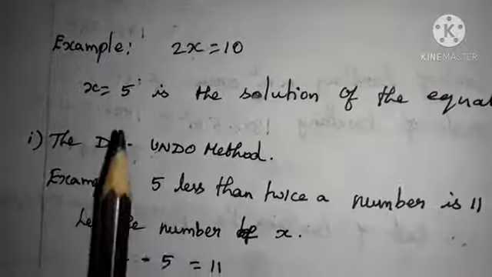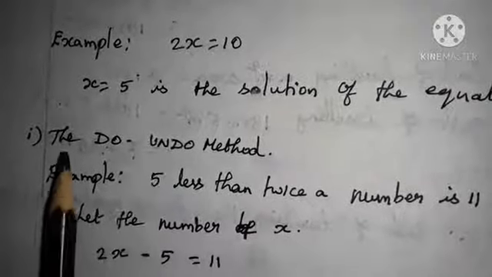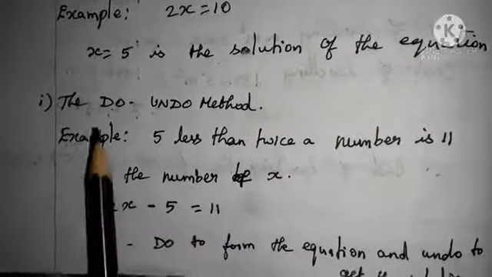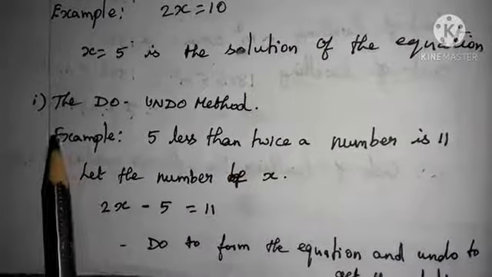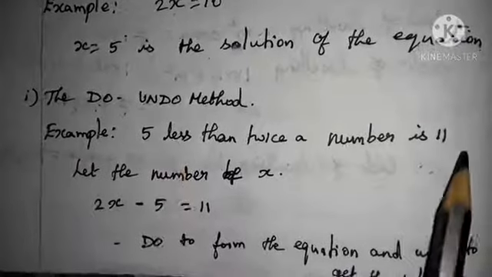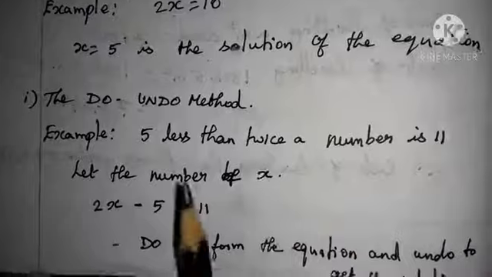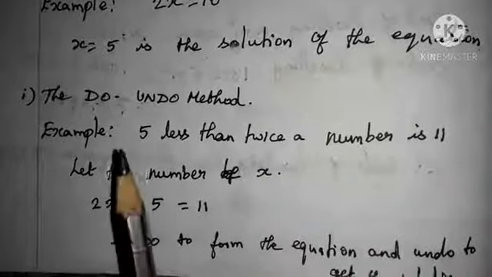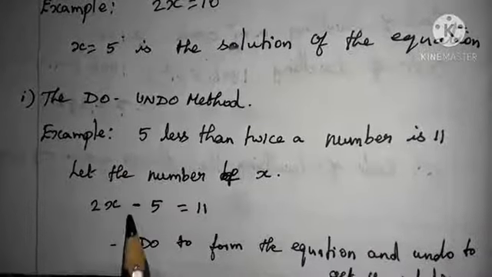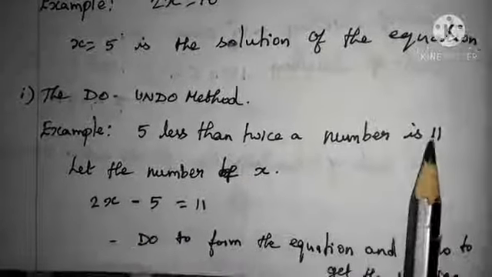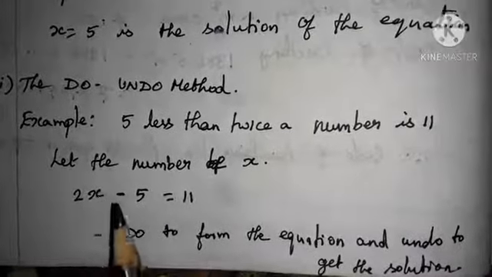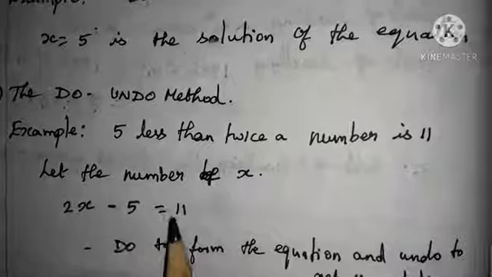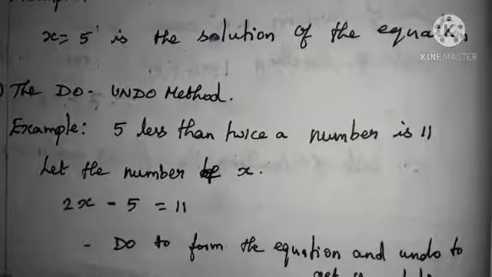The solution of a linear equation can be found in two methods. The first one is the do and undo method, and the second one is the transposition method. First we will see the do and undo method. Consider the example: 5 less than twice a number is 11. Let the number be x. Twice a number, that is 2 into x, is less 5, so we subtract 5 and that gives the value 11. Therefore, 2x minus 5 equal to 11. This equation is reached by performing operations like multiplication and subtraction.